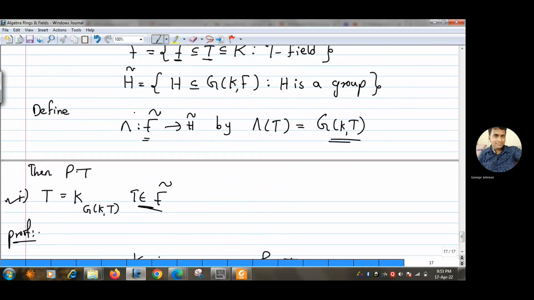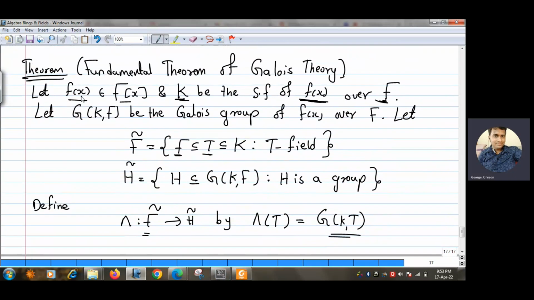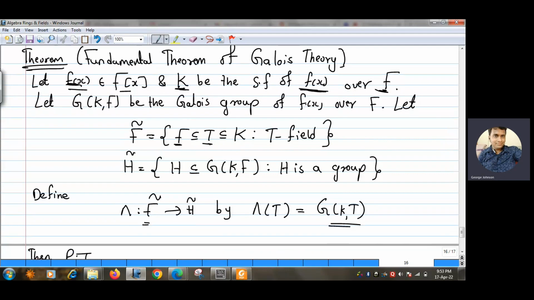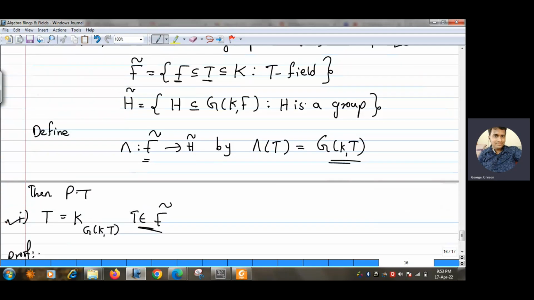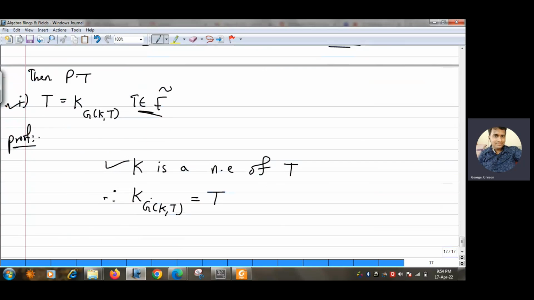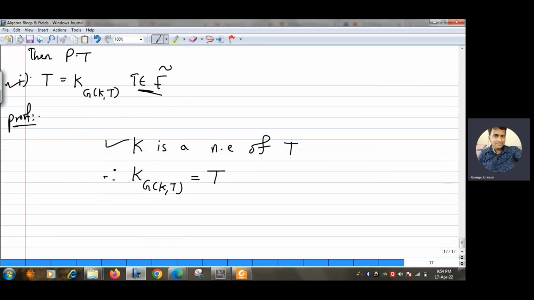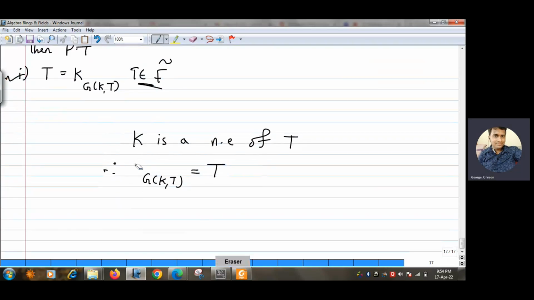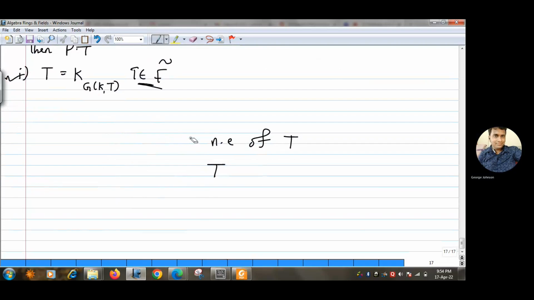You can see that if you consider F(x), then F(x) belongs to T[x], and K is the splitting field of F(x) over T. So that means K is a splitting field of some polynomial over T, and therefore K is a normal extension of T. So directly I can write that K is a normal extension of T, and hence by the definition of normal extension, this is true. So we are done with the first part.